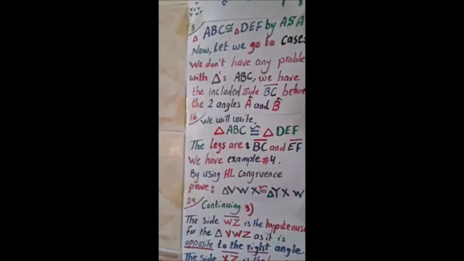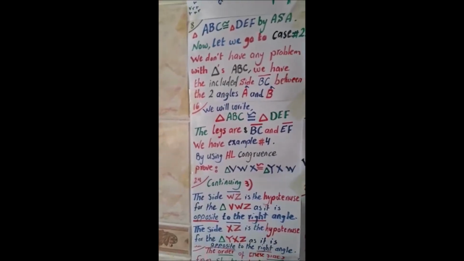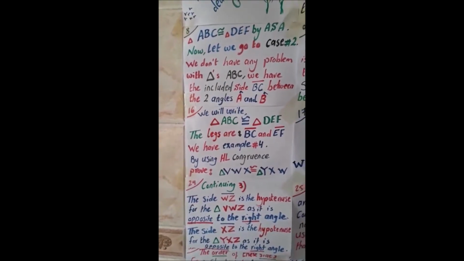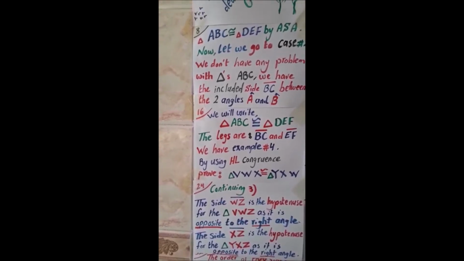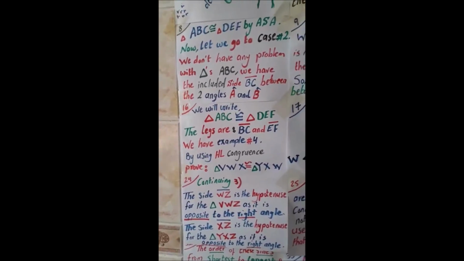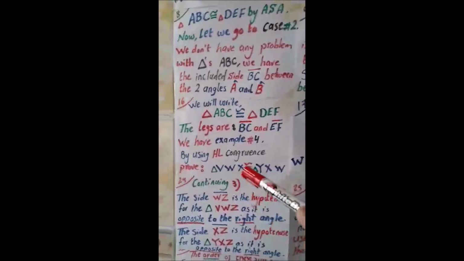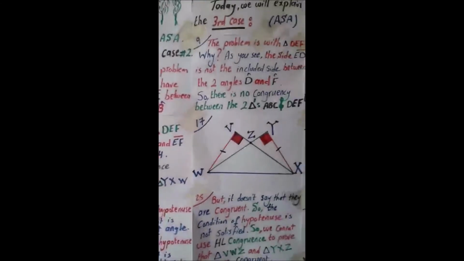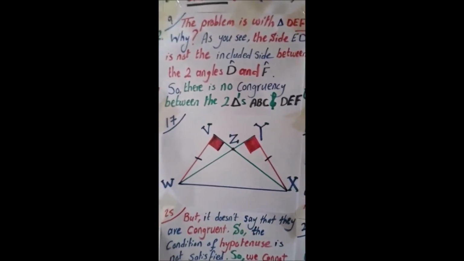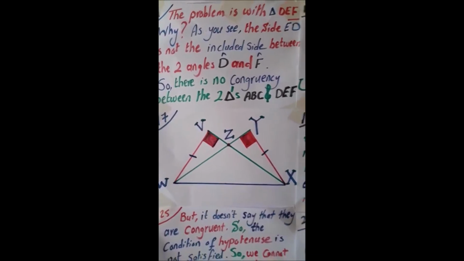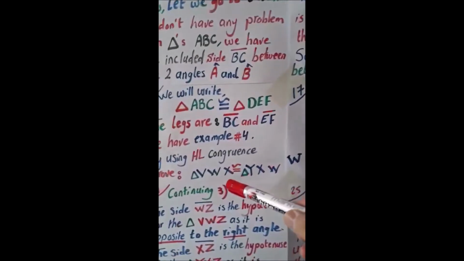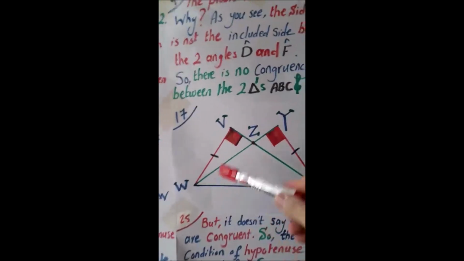And we have example number 4 to practice this postulate. He's asking, by using HL congruence, can you prove these two triangles VWX and YXW are congruent? Where are they? You have to focus, guys, on these two triangles. Maybe you will ask me, where are these two triangles? The first one, VWX, I will help you.